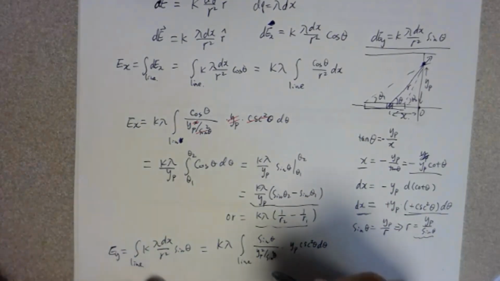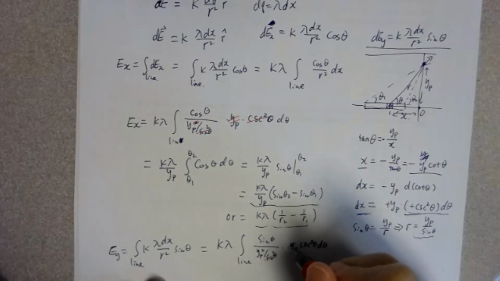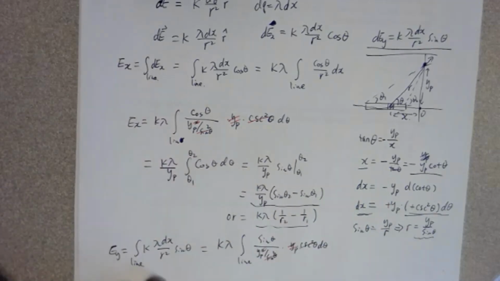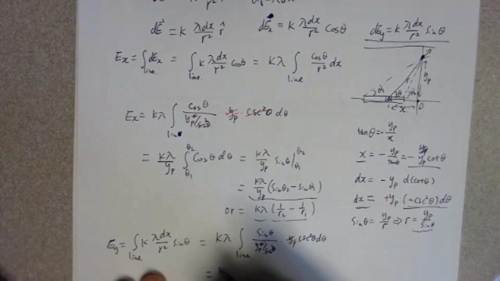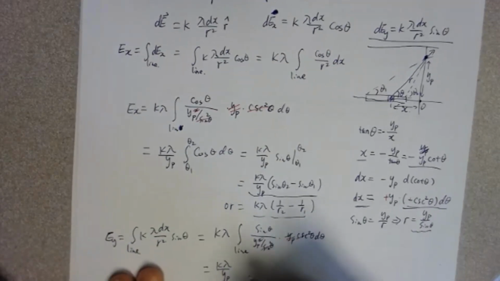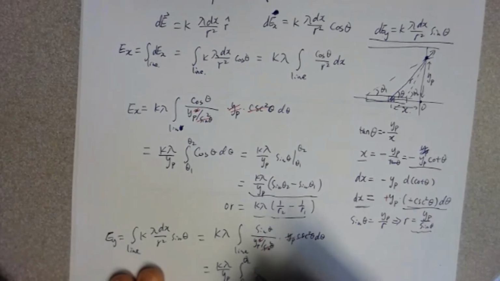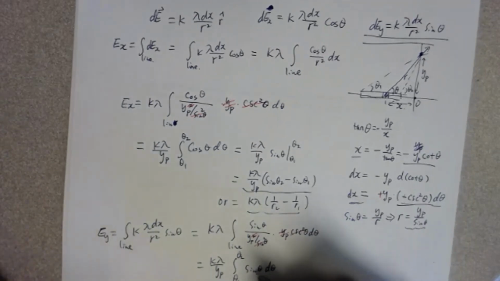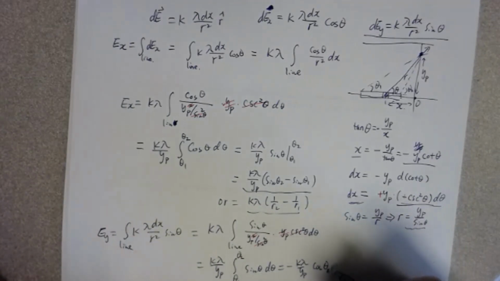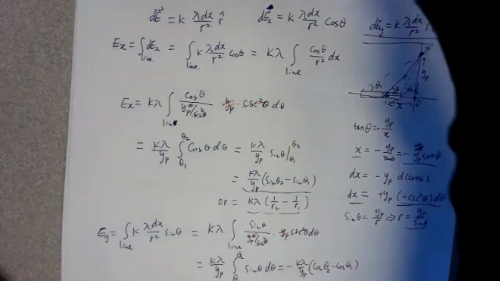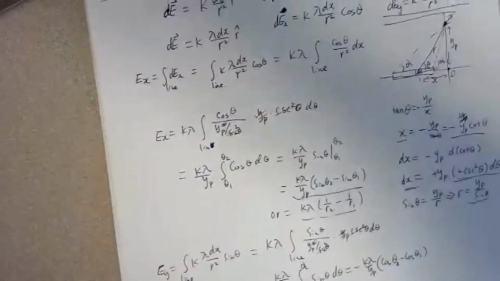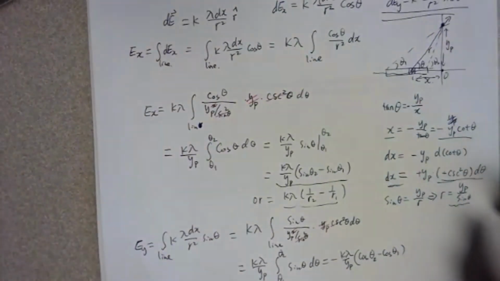Again there is cancellation, and yp cancels out the square there. So you again have k over yp, and then the integral from theta 1 to theta 2 of sine theta d theta this time. That becomes minus cosine. So that equals minus k lambda over yp times cosine theta 2 minus cosine theta 1. That's your result, which is the first expression you have on the PowerPoint slide.